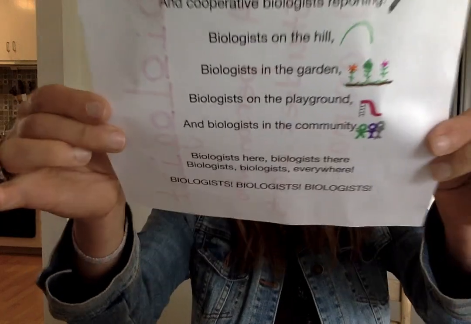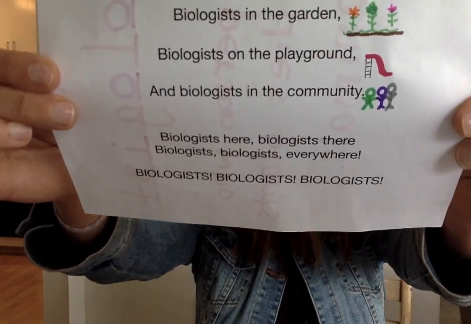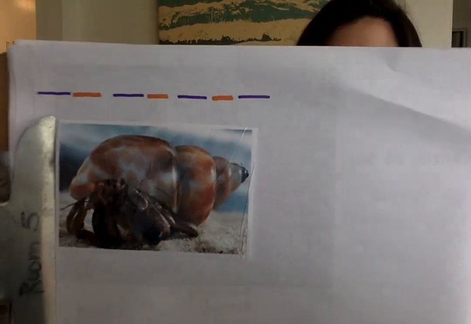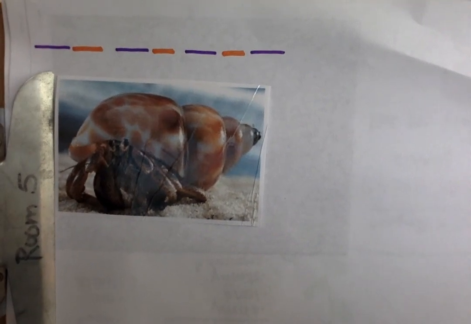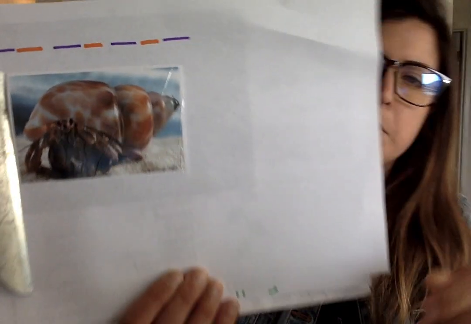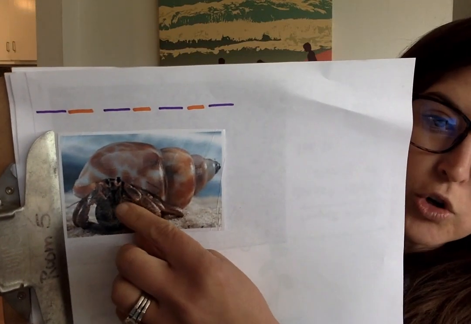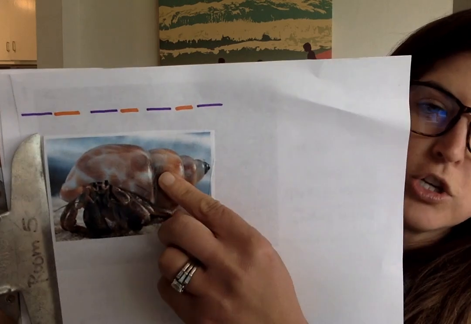Biologists, biologists, biologists. And our new word today is habitat. Here's a picture that shows a habitat. Have you ever heard the word habitat? Say it with me. Habitat. So like I said, this shows a picture of a habitat. In this picture, I see a crab and I see a shell.